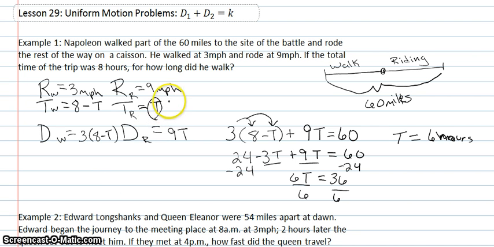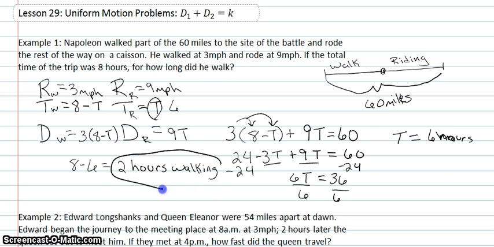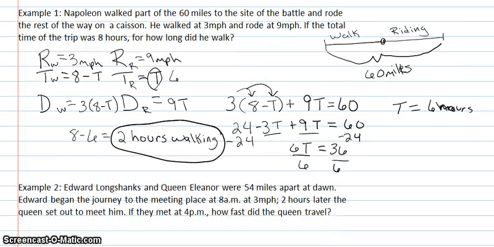Now I go back to what it asked for in the problem. For how long did he walk? So I've got the riding time, so I need to subtract that from 8 to get the walking time. So 8 minus 6 equals 2. So it was 2 hours walking. Now we could have assigned the time t to walking, and then when we solved this we would have gotten that time in the beginning. But either way you'll end up with the right answer. Just pay attention to which one you solved for.